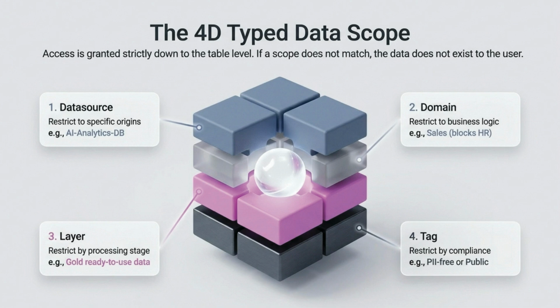To ensure our data remains secure and relevant, we use what we call the 4D typed data scope. Instead of broad access, we filter data through four critical dimensions: data source, domain, layer, and tag. The rule is simple. Access is granted strictly at the table level. If the scope doesn't match, the data effectively doesn't exist for that user. This zero-trust approach ensures that everyone sees exactly what they need, and nothing they don't.